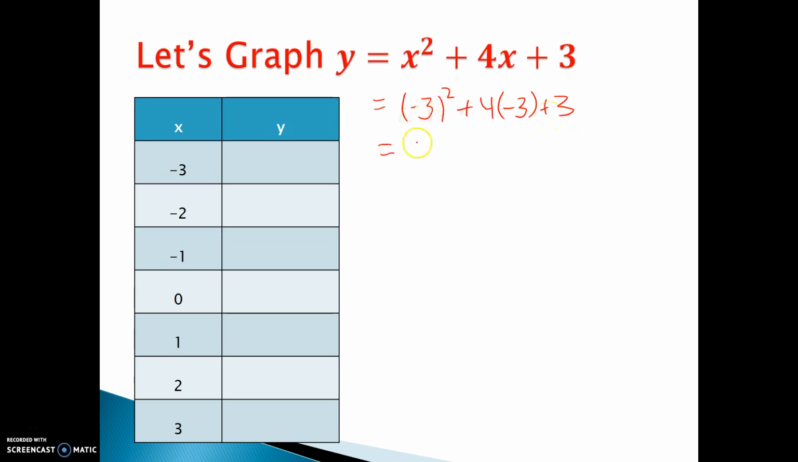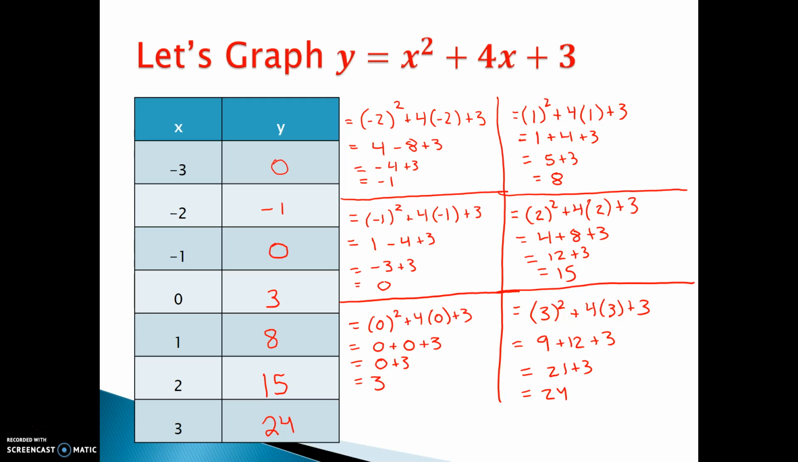So -3 to the second power gives us -3 times -3, which is positive 9. Now, positive 4 times -3 is -12. Bring down my plus 3. If I continue to simplify, 9 minus 12 gives me -3, and -3 plus 3 gives me 0. So when I substituted -3 for my x, my output, my y value, was 0. I'm going to continue to do this, and I'll pause it here so I don't waste time, and continue filling in the rest of these y values.